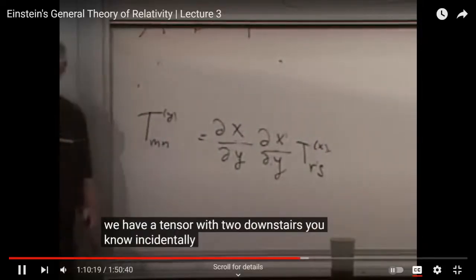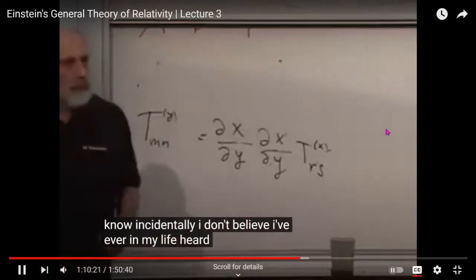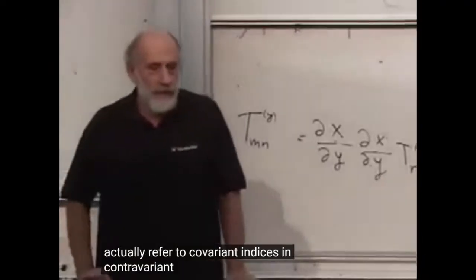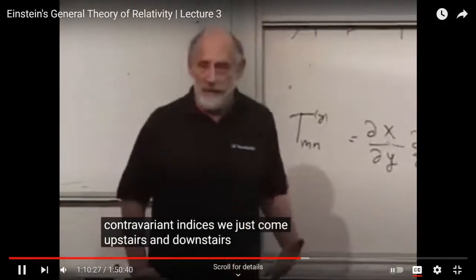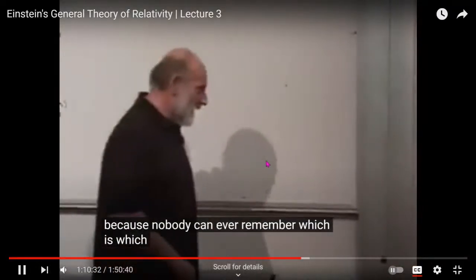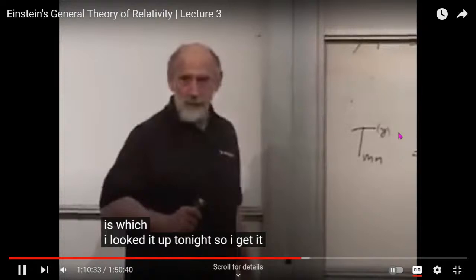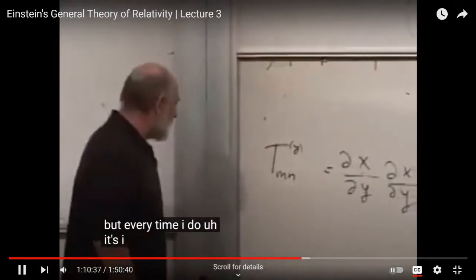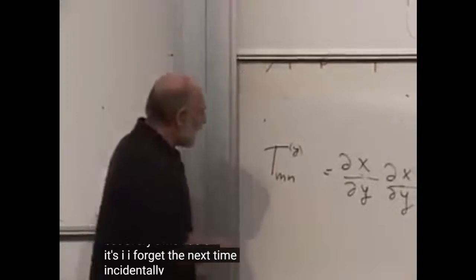You know, incidentally, I don't believe I've ever in my life heard a physicist actually refer to covariant indices and contravariant indices. We just call them upstairs and downstairs, because nobody can ever remember which is which. I looked it up tonight so that I get it right, but every time I do, I forget the next time.